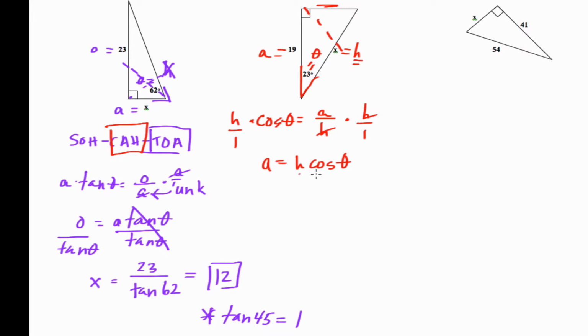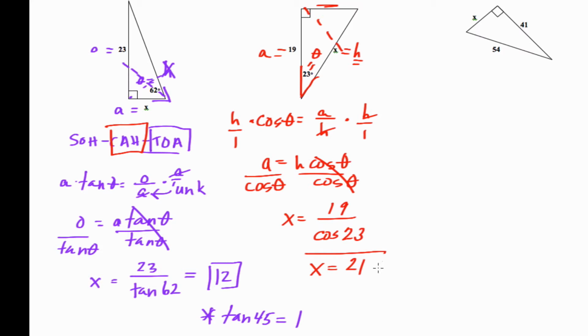I want to solve for hypotenuse, so I divide both sides by cosine theta. Remember, cosine theta is stuck together. I can't treat these as separate things. So I end up with hypotenuse, which I am calling x, equals the adjacent side, which is 19, divided by the cosine of theta, and I'm told that theta is 23.